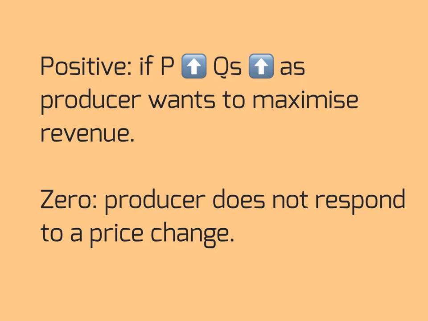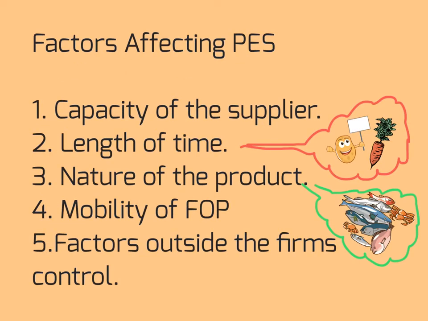If the figure is 0, the producer cannot or does not respond to a price change. And that means that the supply is perfectly inelastic. And you will remember that perfectly inelastic, the curve is just straight up and down. We use perfectly inelastic supply for goods such as tickets for seats at a concert, where the venue only has a maximum capacity. There are 5 factors affecting the price elasticity of supply.